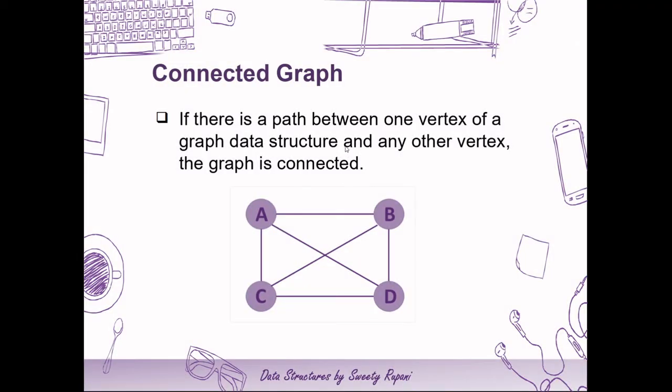This is a connected graph. If there is a path between one vertex of a graph and any other vertex in the graph, we say that it's a connected graph. You can see over here A is connected to all the other vertices of the graph. So we say that this is a fully connected graph, or a connected graph. Again, it can be a directed or an undirected graph.